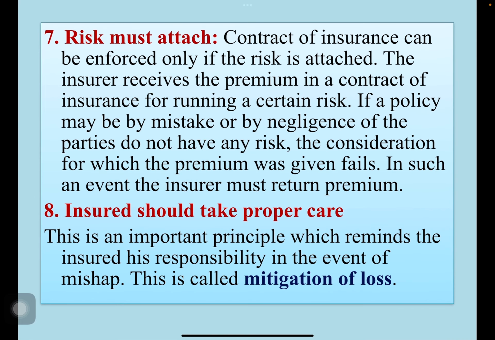Then risk must attach. A contract of insurance can be enforced only if risk is attached. The insurer receives the premium in a contract of insurance for running a certain risk which is mentioned there. If a policy, by mistake or by negligence of parties, does not have any risk, the consideration for which premium was given fails. In such an event, the insurer must return the premium.